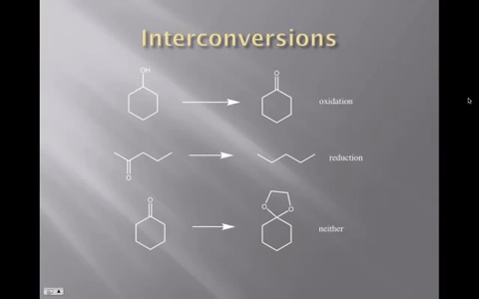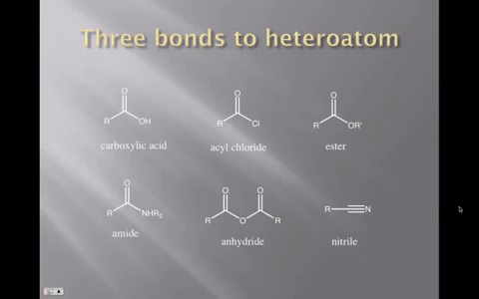Continuing to look at equations, you can see that in this first reaction, the alcohol going to ketone, one bond to oxygen becoming two bonds to oxygen, that's an oxidation. Ketone going to an alkane, we had two bonds to oxygen going to no bonds to oxygen, that's a reduction. And in this species we have a ketone going to a ketal, two bonds to oxygen, the carbon that was transformed still has two bonds to oxygen, so that's neither.